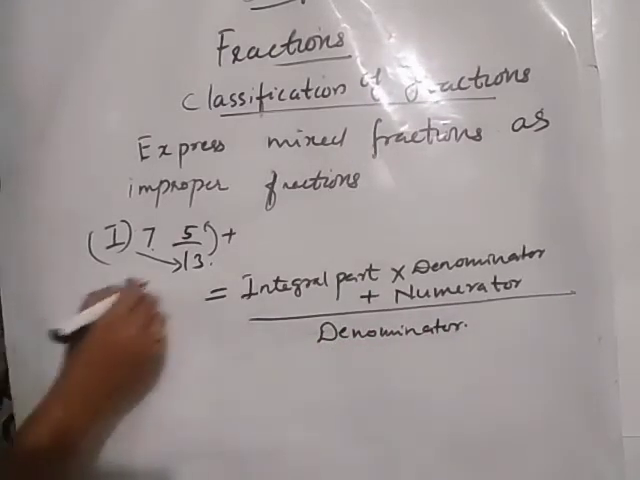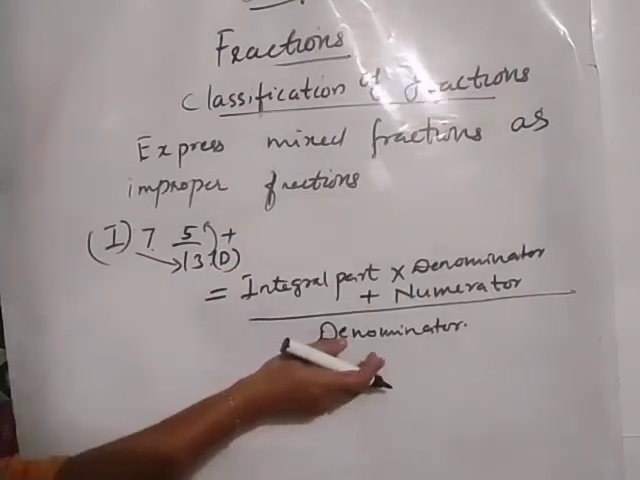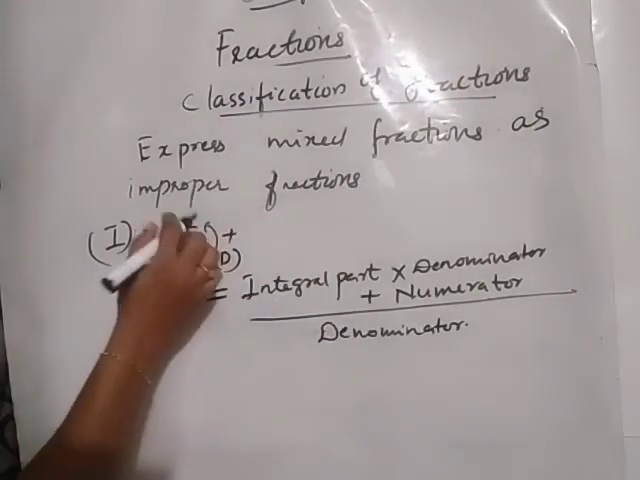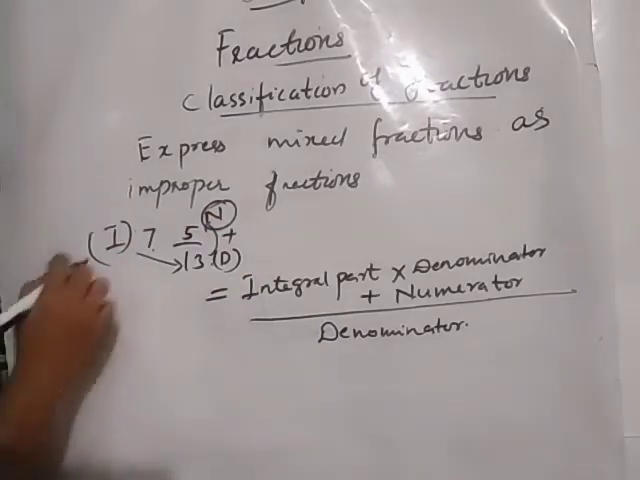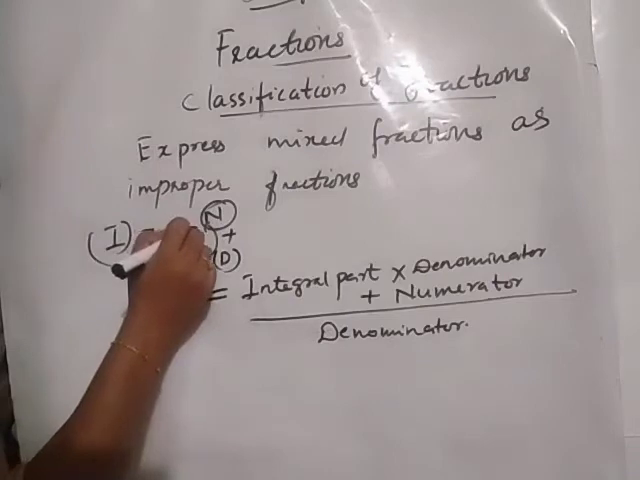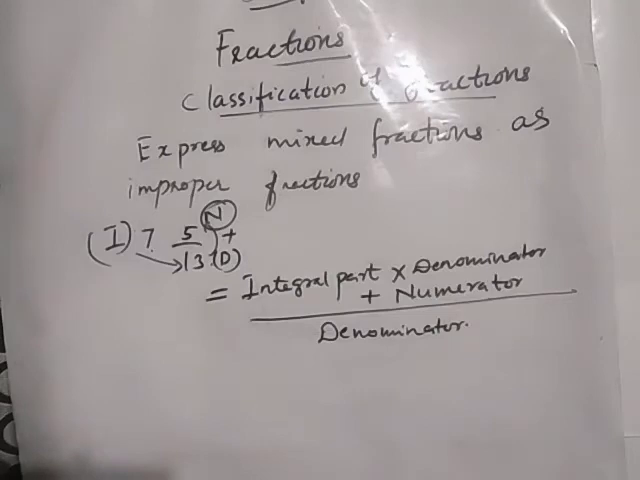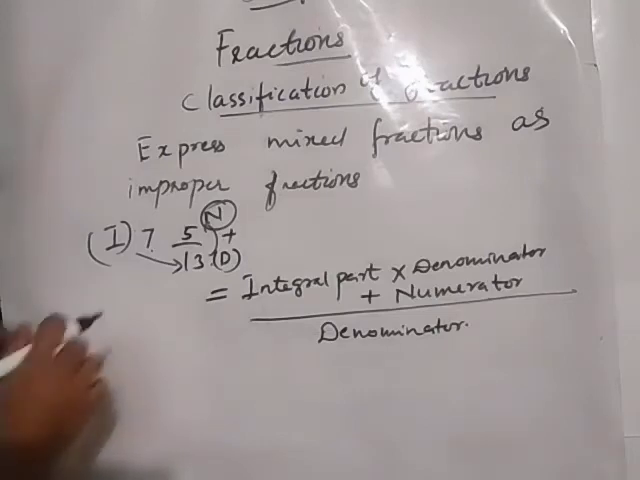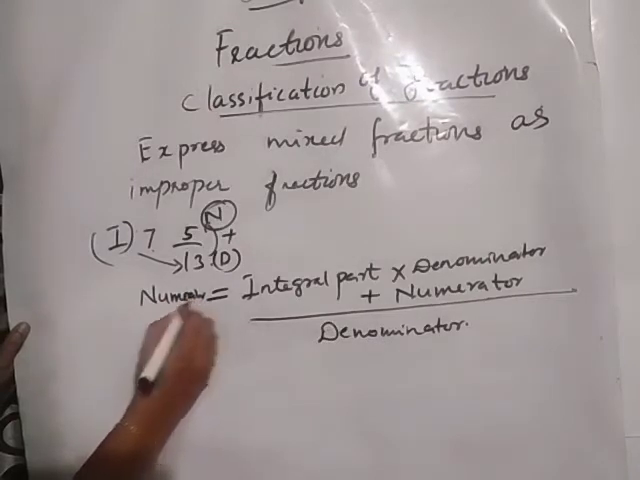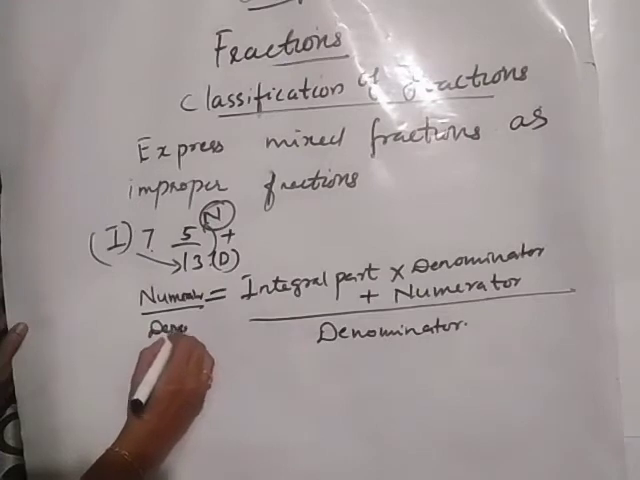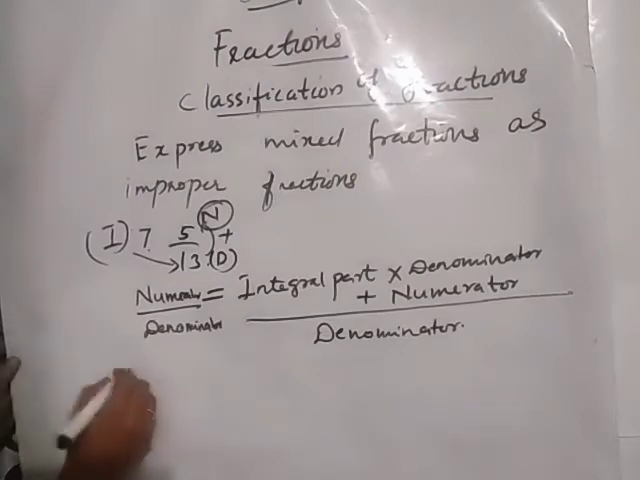Here the denominator is 13 in the proper fraction, no? So the same denominator for the improper fraction also. And the numerator is: integral part into denominator plus numerator gives the numerator of the improper fraction. The denominator of the improper fraction is the same. Understood? Okay, let us do this.